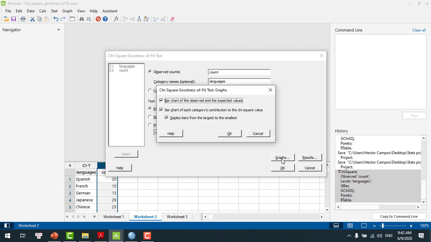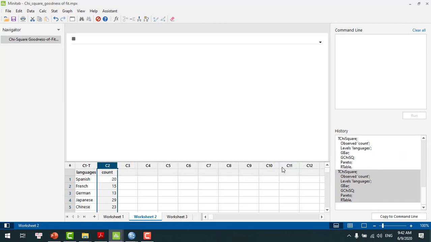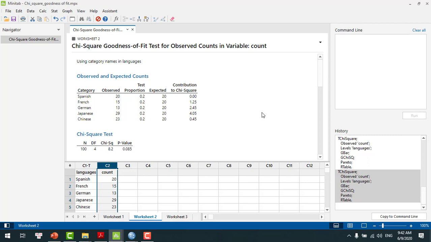The graph is automatically going to give us a couple of charts. We will see that in a second. So let's just click OK. So we click OK here. Notice that here, as we can see, we had 100 students. Okay, if we have 5 languages, then we would expect 20 students in each class. If they are evenly distributed, we would expect 20 students in each class.